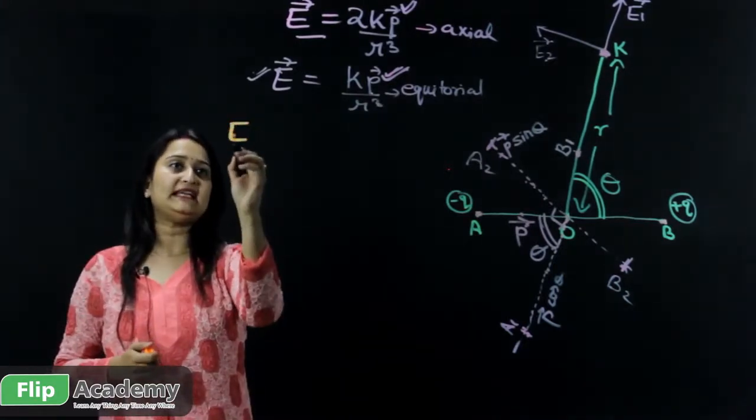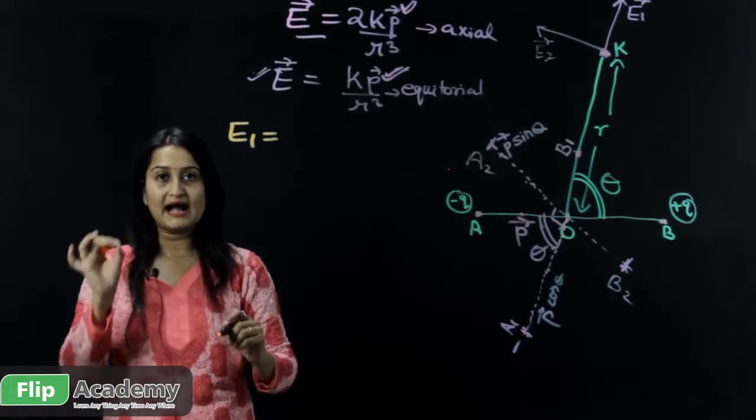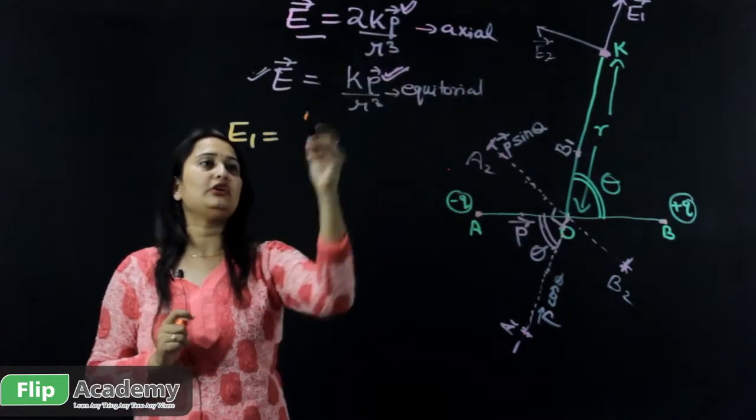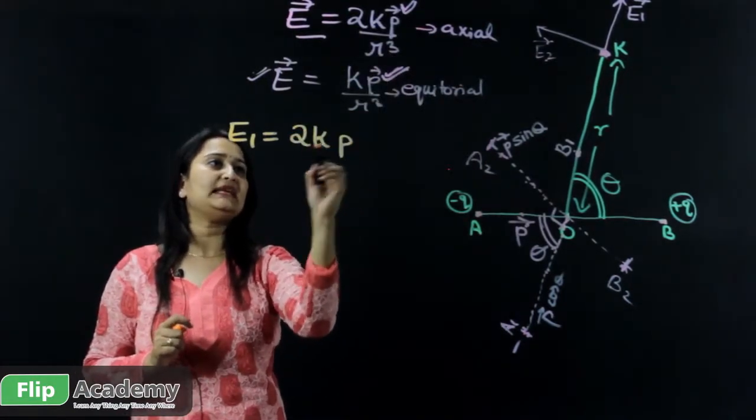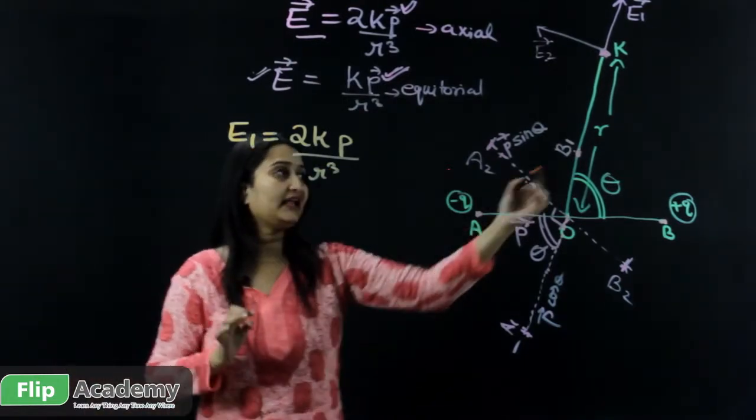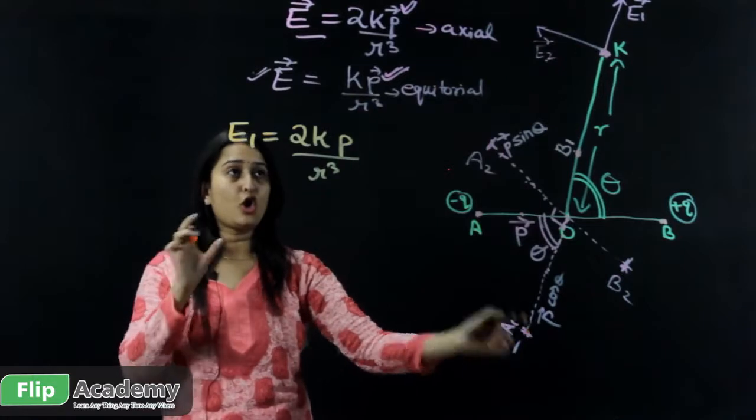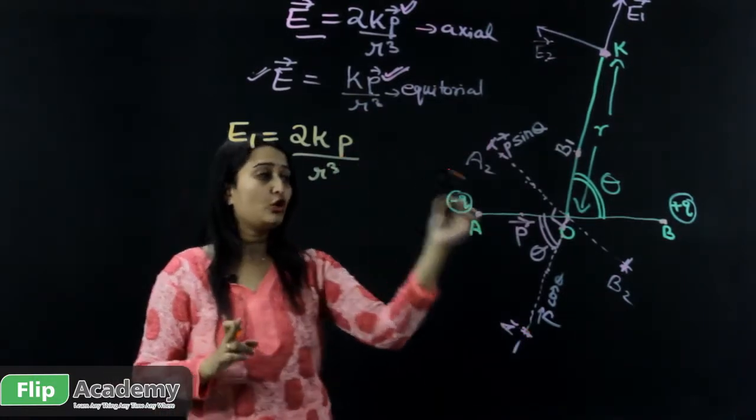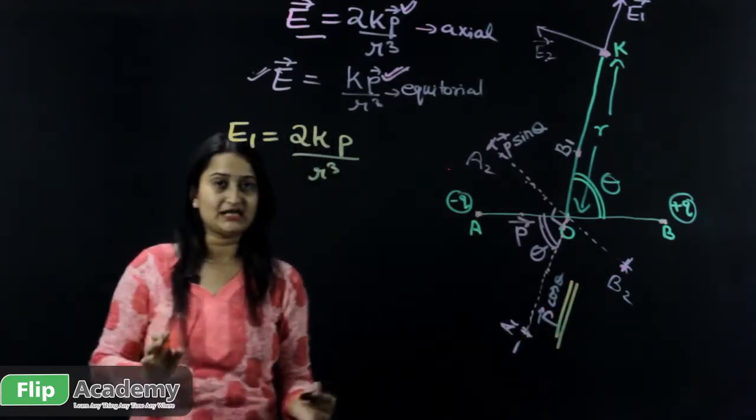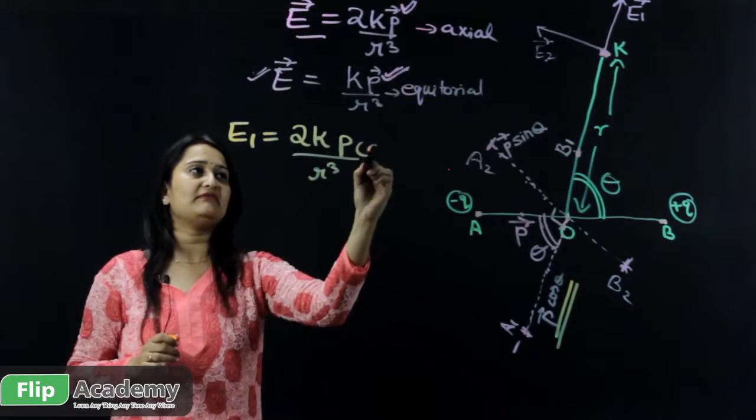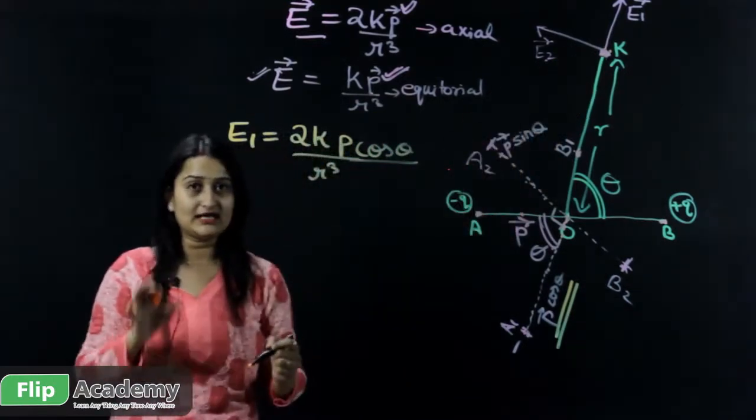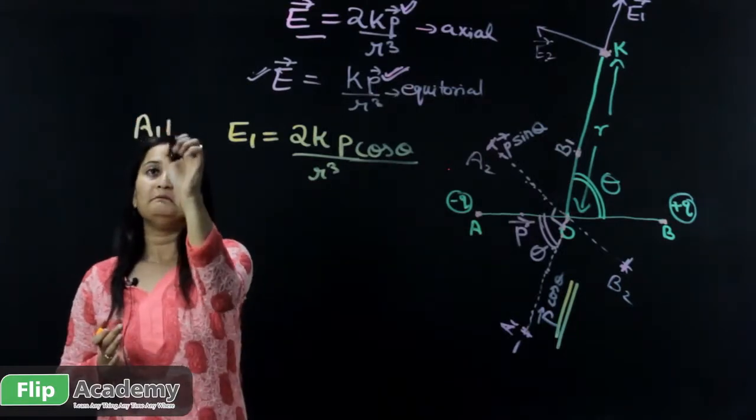If I have to find E1, E1 is the vector by A1 and B1. So, the formula in the case of the axial line is given to you, that is 2kp upon r cube. This is along the axial line, so this is the formula. But along A1, B1, the quantity of the dipole moment is changed. This quantity is no longer P, it now becomes P cos theta. So instead of P, you have to put the value P cos theta. So it becomes E1, the electric field created by A1 and B1.